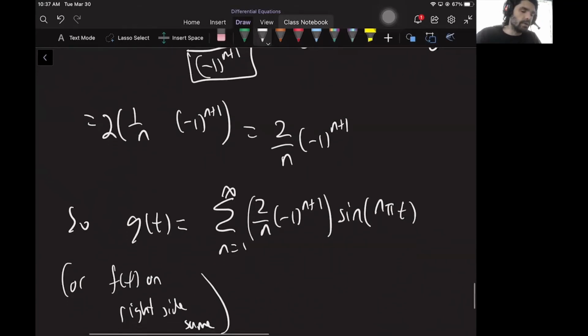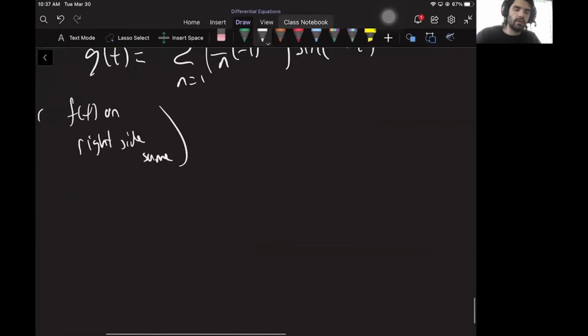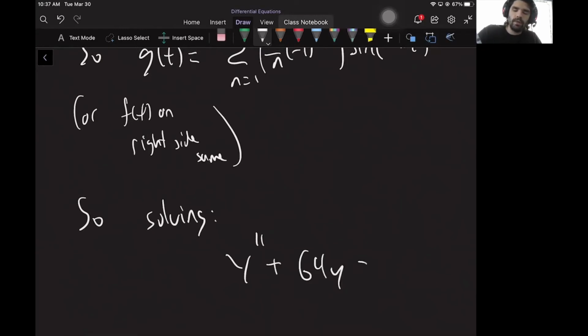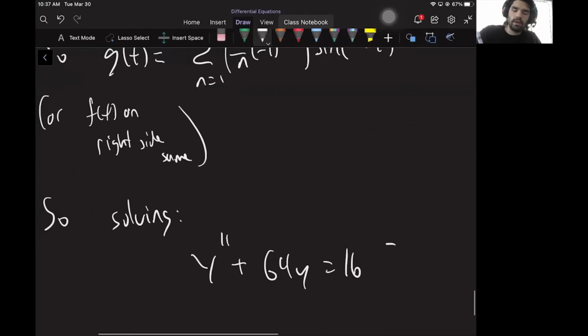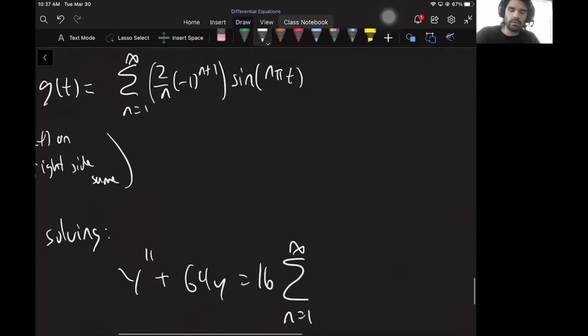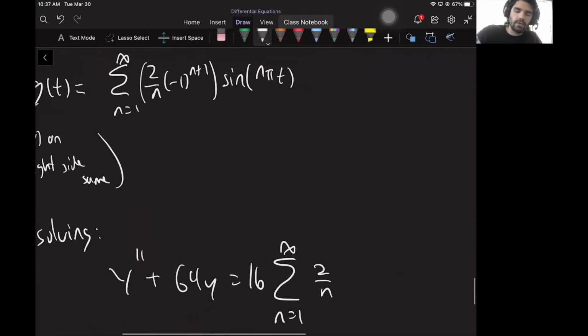Okay, so now our differential equation that we're solving is y double prime plus 64y equals 16 times this. So all that work was not to solve the differential equation. All that work was just to write down the differential equation that we now need to solve.